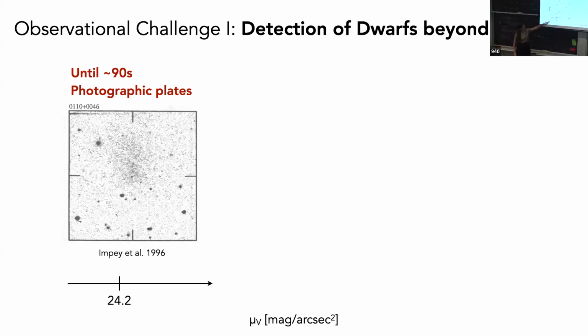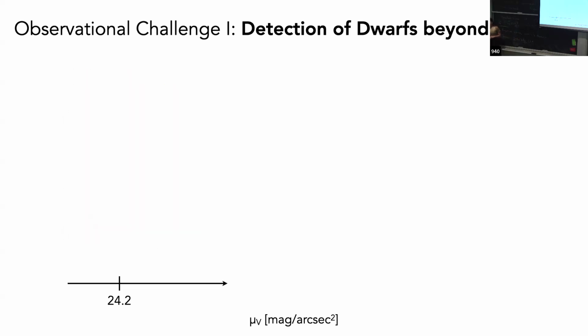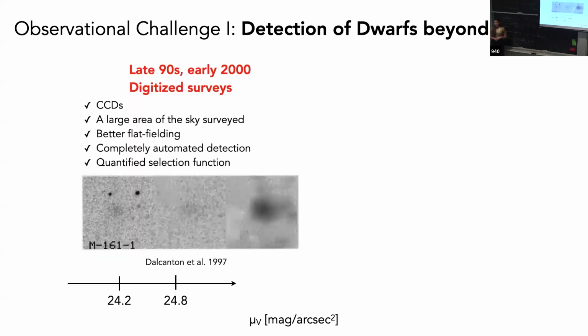So this 24.2, it's not bad, but we still have at least 6 orders of magnitude to push. And then late 90s, early 2000s, there was a big shift, right? When we started having surveys with CCDs like SDSS. And that provided improvements in many aspects. One, we covered much, much larger areas of the sky.